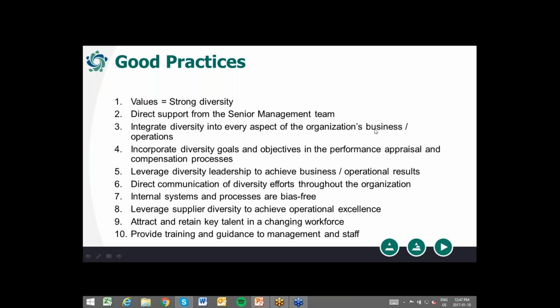Great. Another good question here. On the slide, we had all those steps we had to go through to create a diversity strategy. How long does that typically take to go through all those steps to really develop a good diversity strategy?